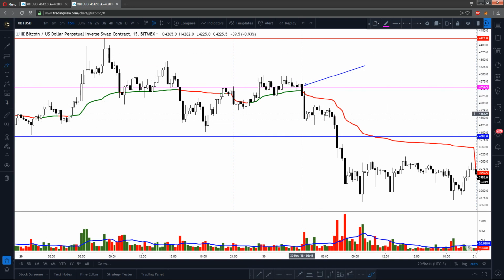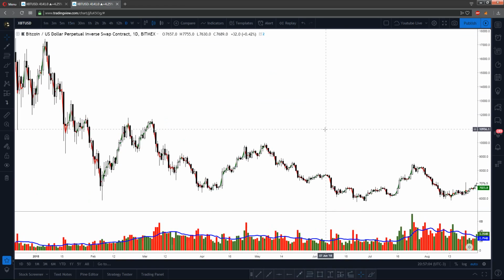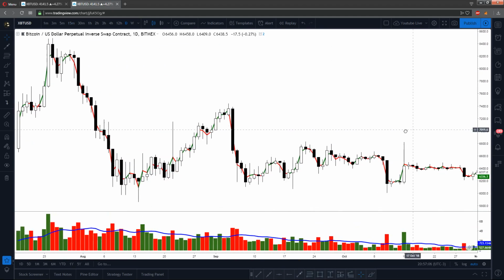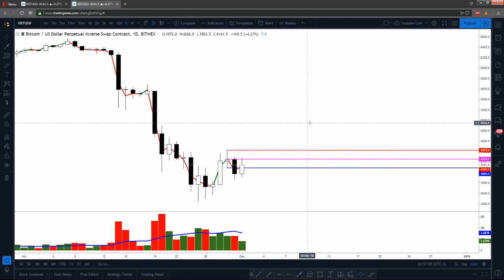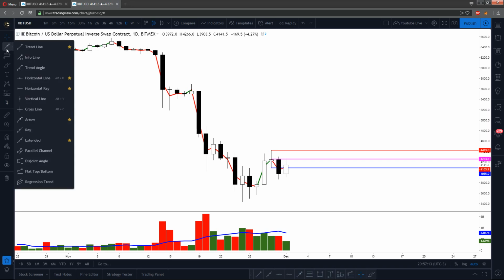So using this technique, you would have sold the rejection of equilibrium, or you would have sold the rejection of VWAP plus the equilibrium. You would have targeted yesterday's lows. If it does not find support on yesterday's lows, then you would look for previous lows. Let's go back to the daily. Sometimes I only grab one day, sometimes I grab multiple days, depending on how big the candles are on the daily.